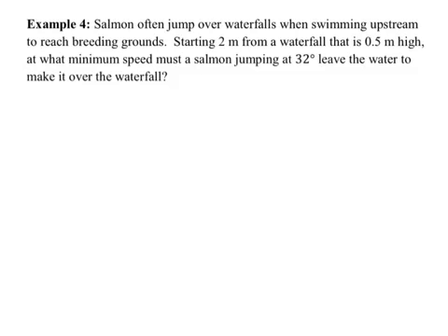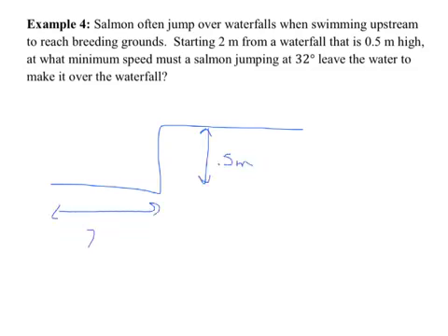Go ahead, Bobby. Salmon often jump over waterfalls when swimming upstream to reach breeding grounds. Starting 2 meters away from the waterfall, that is 0.5 meters high, at what minimum speed must the salmon, jumping at a 32-degree angle, leave the water to make it over the waterfall? So the salmon is about 2 meters away. So here's our salmon hanging out in the water. He's about to jump at some angle of 32 degrees.